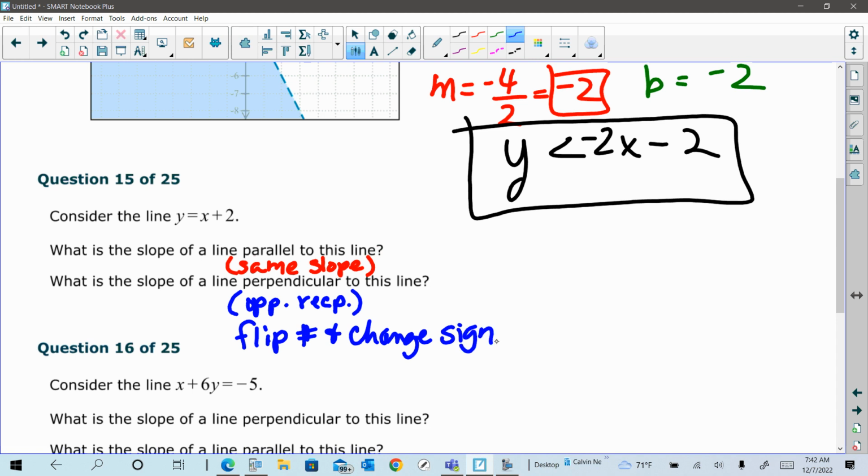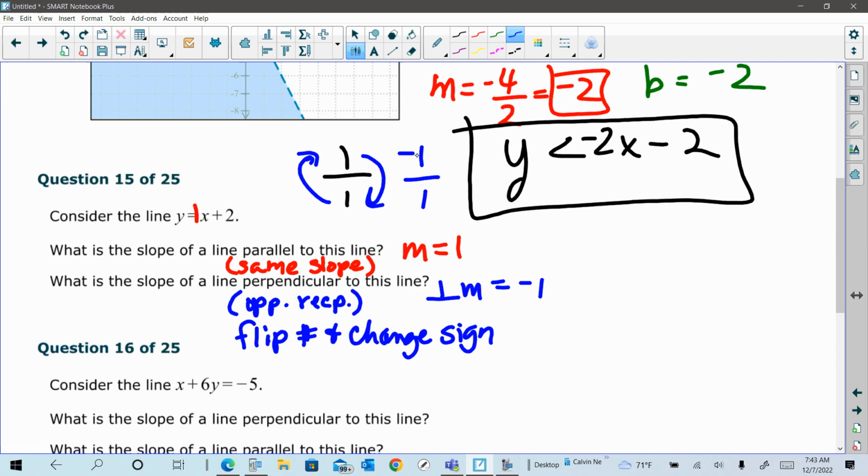So for the parallel right here, this first one, the slope is 1. So it would be the same, 1. For the perpendicular, that's the symbol for perpendicular, you would have to flip that 1. So if I have 1 over 1 and flip it, it's still 1, but change the sign. So this one would just be negative 1.